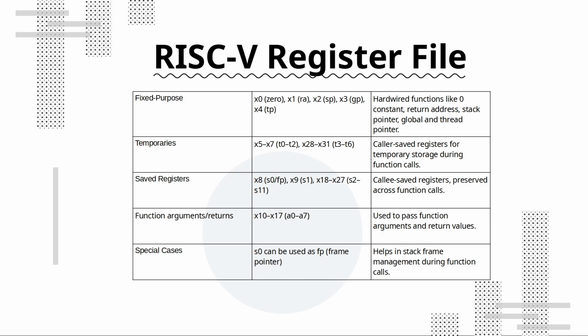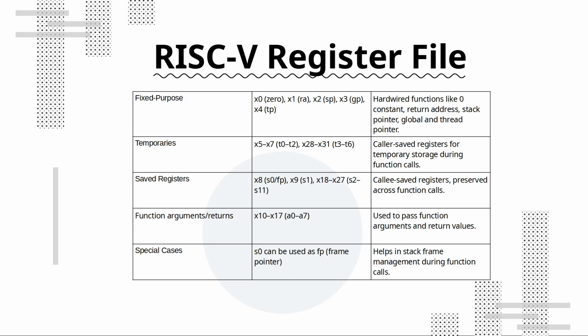We also have the function arguments and returns register group, and these are X10 to X17, and we typically name them A0 to A7, and they are used to pass function arguments and return values from our subroutines and functions and things like that.